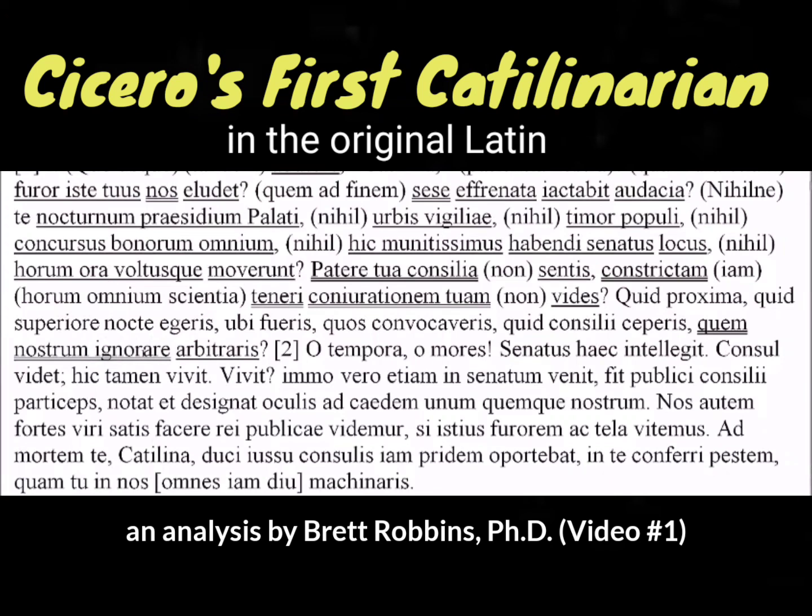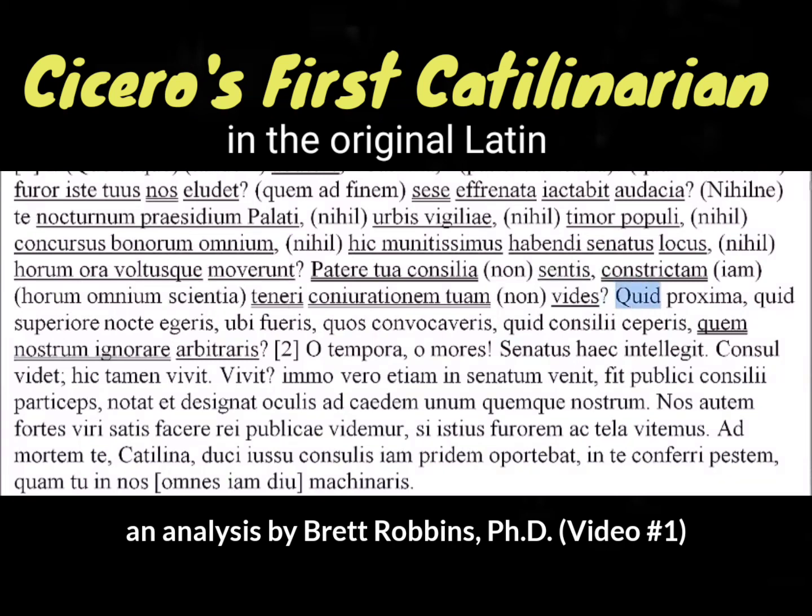Ignorant of quid, ubi, quos and quid. Do you see? That's the structure of this sentence. And I'll end with this one. There's a lot to take in. Whom of us do you think is ignorant of A, B, C, D, and E? Suddenly it's easy, right? It's only a matter of finding what these things are.